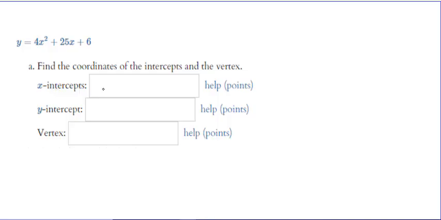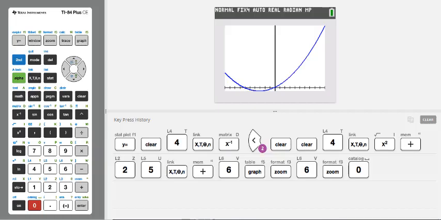Now, we need to find the x-intercepts, the y-intercept, and the vertex. Note that these little help things say put them as points. Don't leave them as just a standard value. Okay, put it as an ordered pair. So let's go find the x-intercepts real quick.